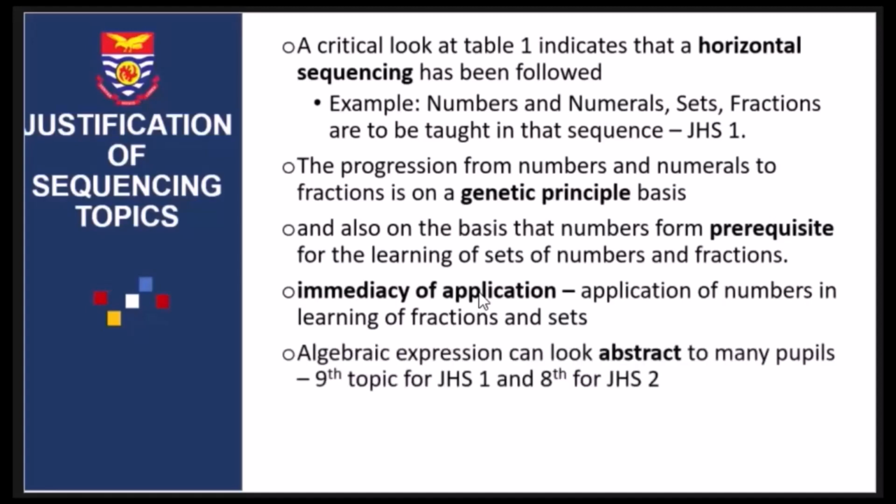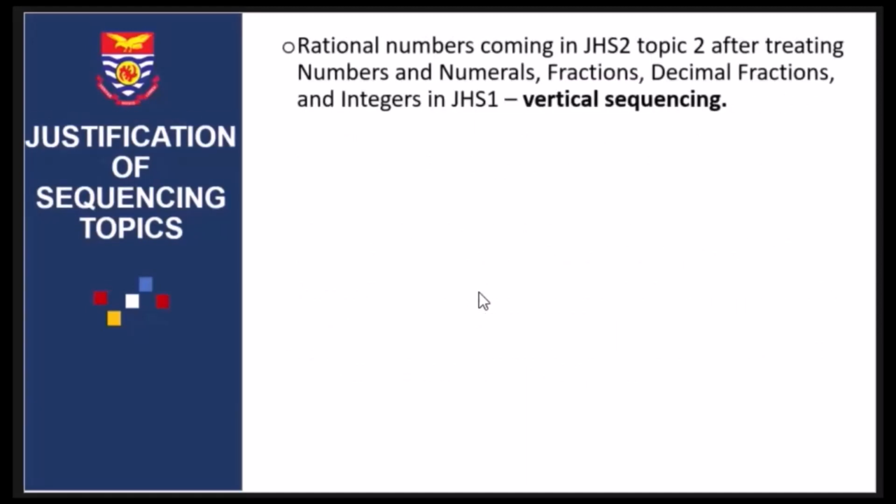And the algebraic expressions can be looked at as abstract. It's a little abstract because at that level they start looking at variables, coefficients and those kinds of things, using variables to represent quantities and so on. So it looks like it's abstract. So because of that, you realize that it is the 9th topic for JHS1 and the 8th topic for JHS2 because of its abstractness. Rational numbers come in JHS2 topic 2 after treating numbers and numerals, decimals.